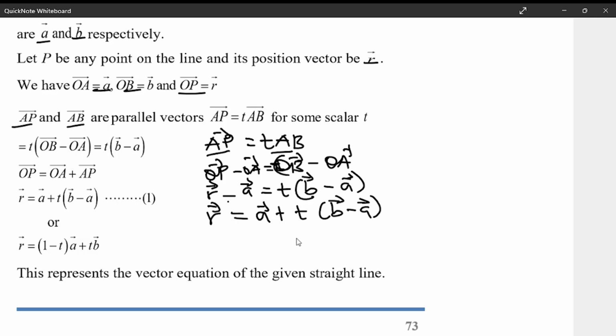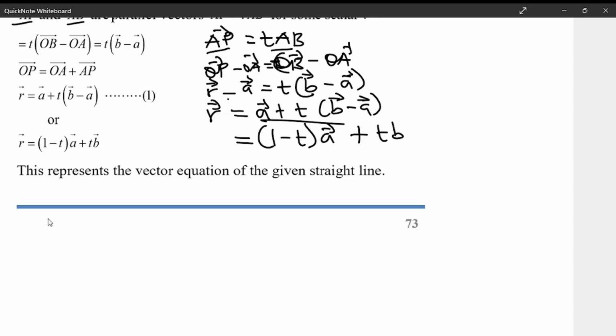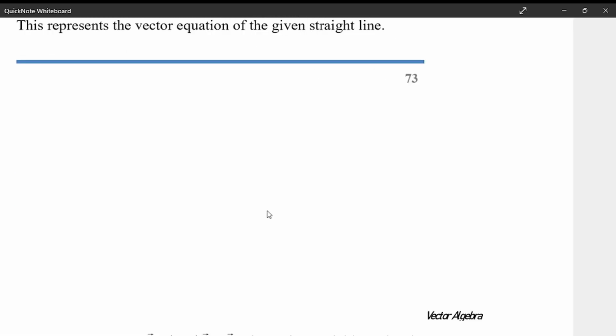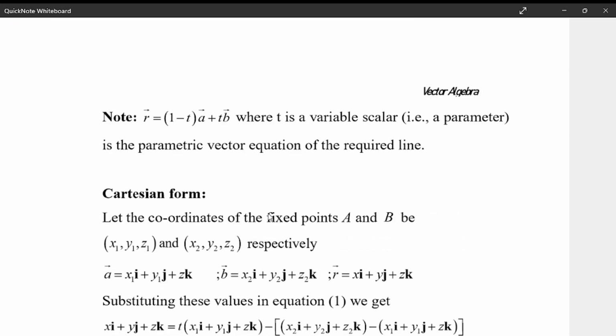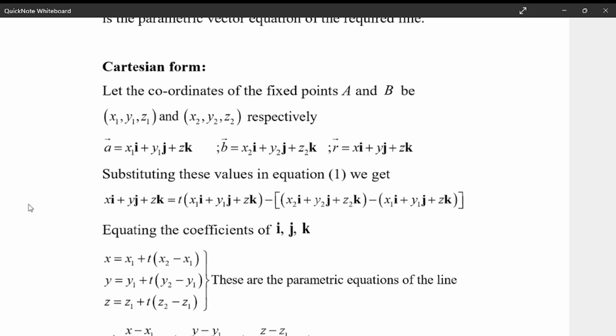Or in other words, we can also say that this is equal to (1 minus t) times a plus tb. Of course, when you expand this, you get back to the first one. So this represents the vector equation of a line passing through two given points. And then the Cartesian form of that equation is also given as this.